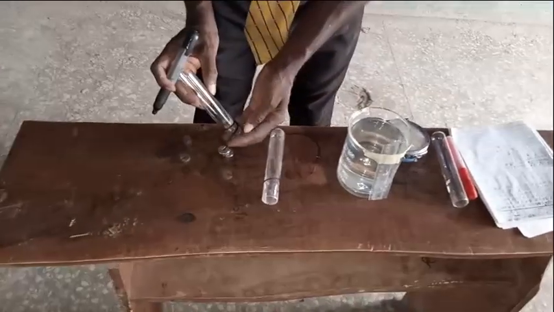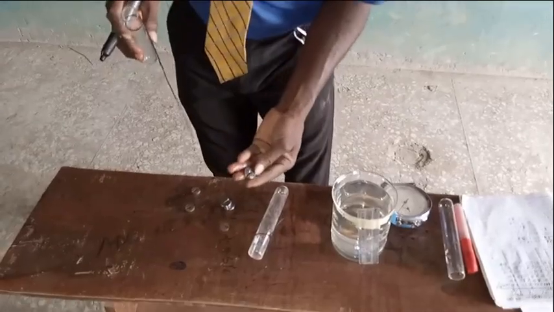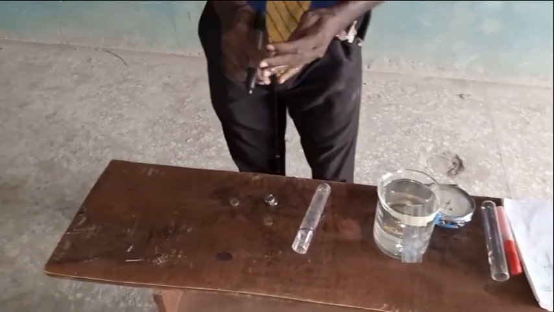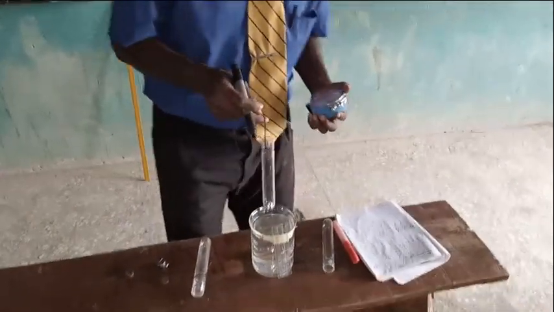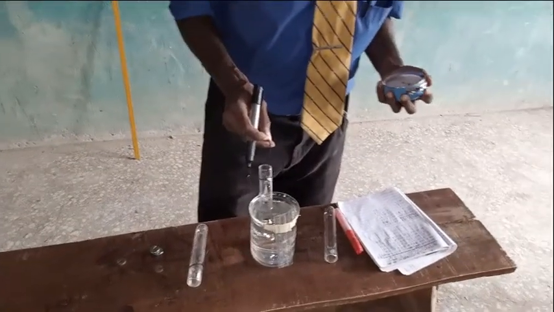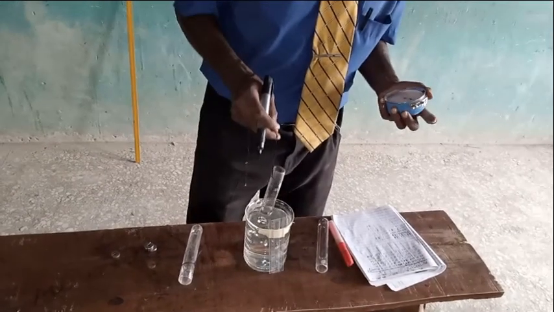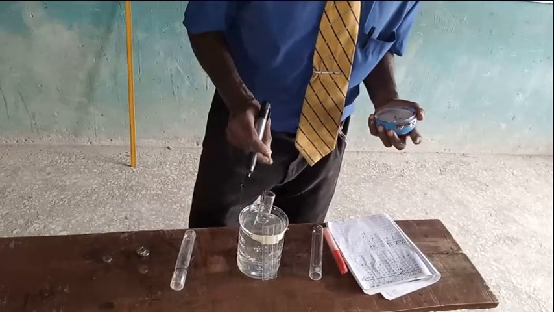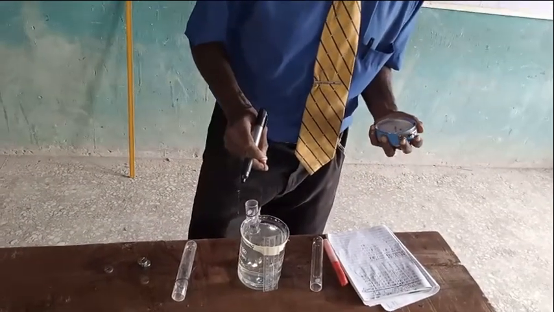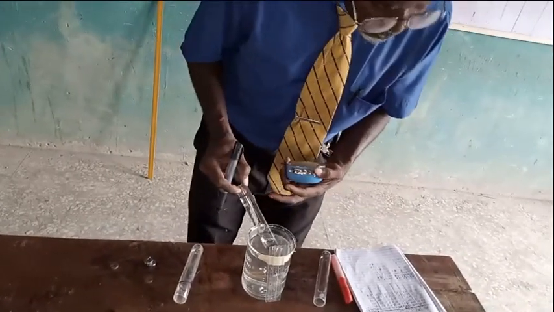Now we are moving to the next one. That is 15 grams. This is 10 grams. This is 5 grams. Slot it in the test tube. Now we start oscillation, at the same time we start the stop clock. 1, 2, 3, 4, 5, 6, 7, 8, 9, 10. This is 8.5.